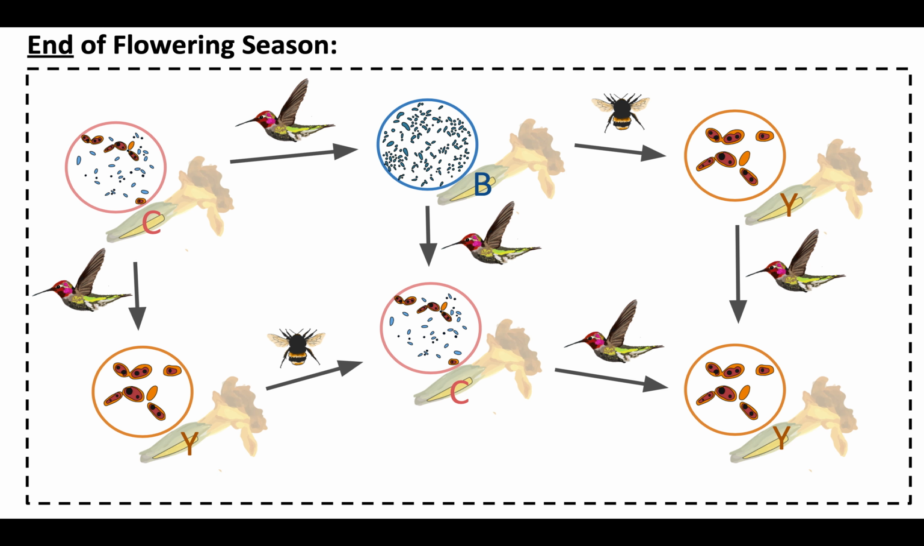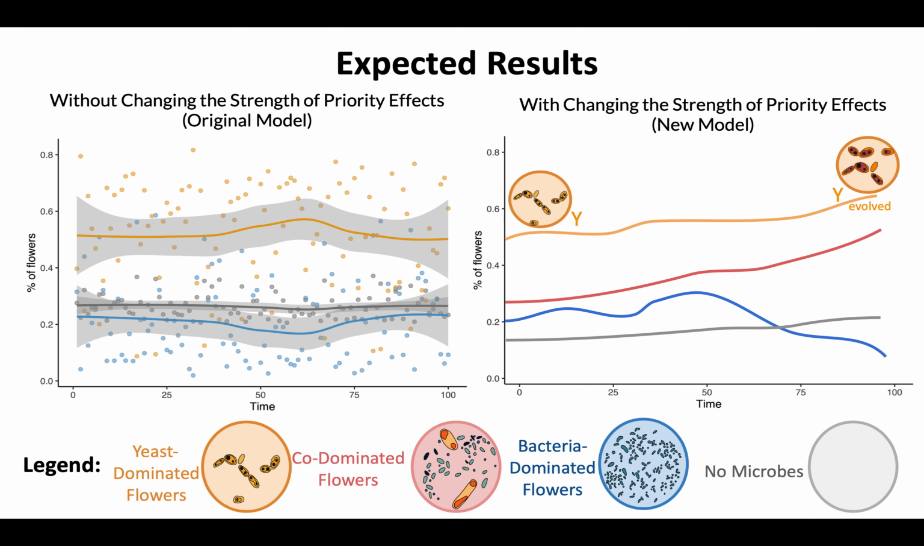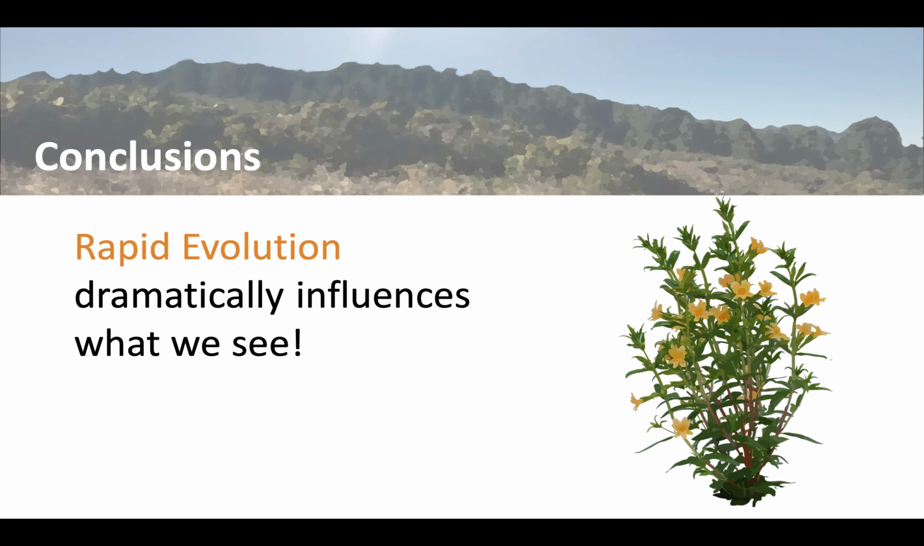So returning back to the original model, we see that the level of flower abundance stays the same for all categories. In the new model, because we added in the evolution parameter, we expect to see all the different categories change. For instance, because the yeasts are evolving, we expect the number of yeast-dominated flowers to go up, whereas the number of bacteria-dominated flowers we expect to decrease. However, I want to emphasize that these are hypothesized results and we are still working on finishing the code for our simulation. And lastly, we conclude that rapid evolution might dramatically influence what we see in the community.